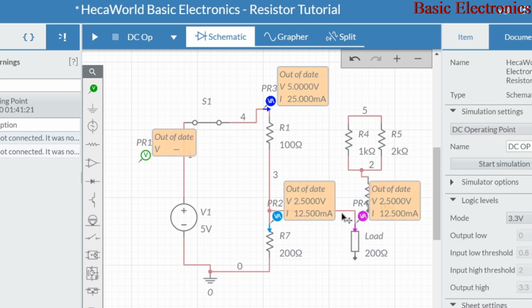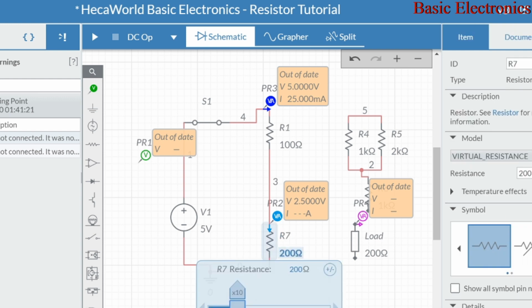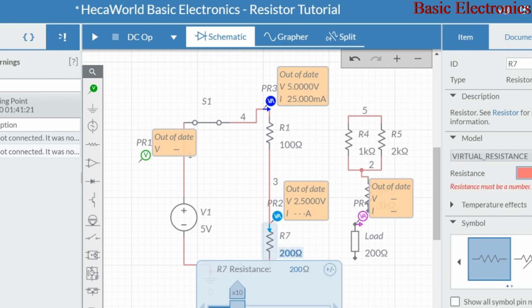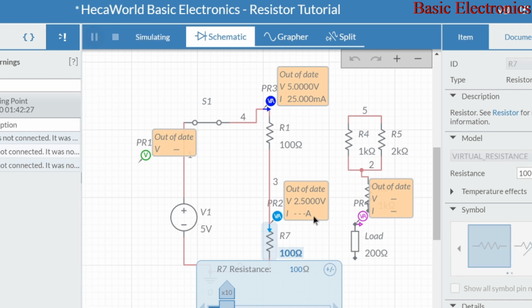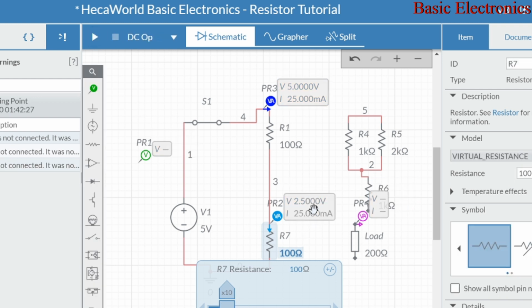Remove this resistor and change the value here. Let's make this value 100. When I run this simulation again, I get 2.5 volts and 25 milliamps. And this 2.5 volts is out of 5. That tells you that the other 2.5 is developed across R1. So both of them share the voltage; the drop across each of them is equal.